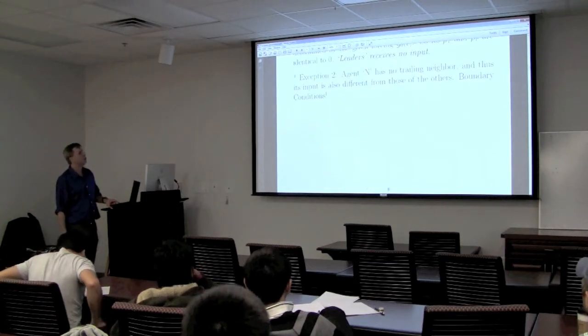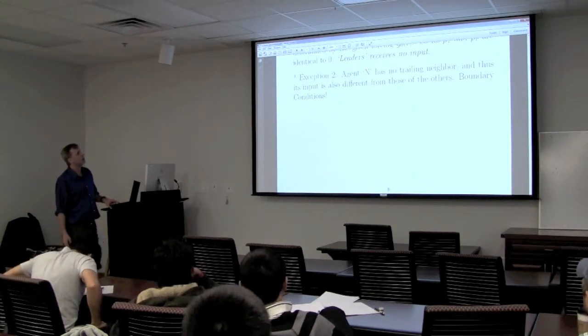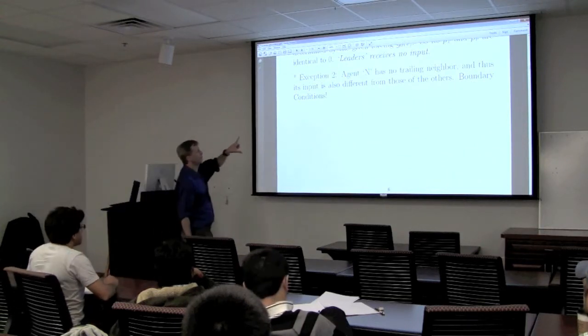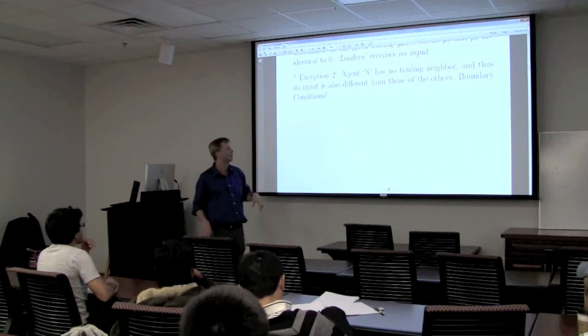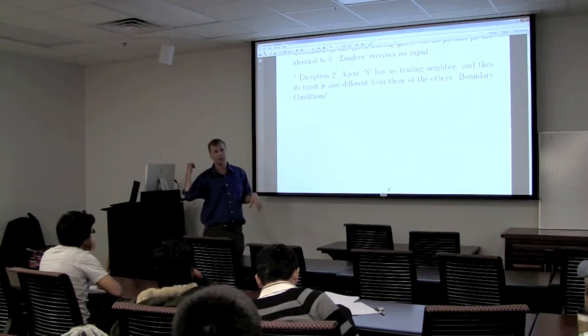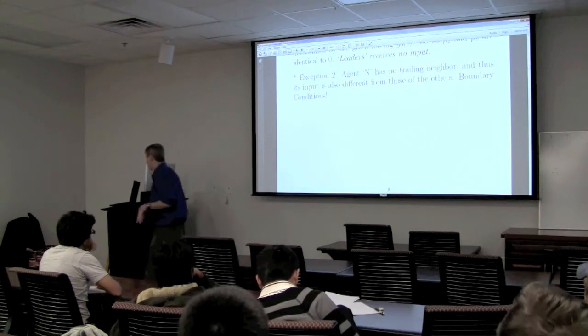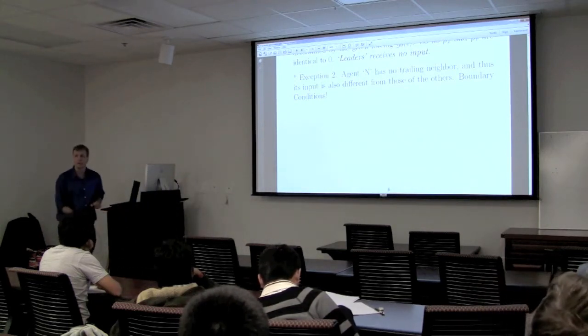The leader receives no input. And the only other exception is, of course, agent N. N is always the last agent. It doesn't see the guy behind him because there is nobody there, right? So that's the boundary condition. That's how we set up the equations. Are there any questions?